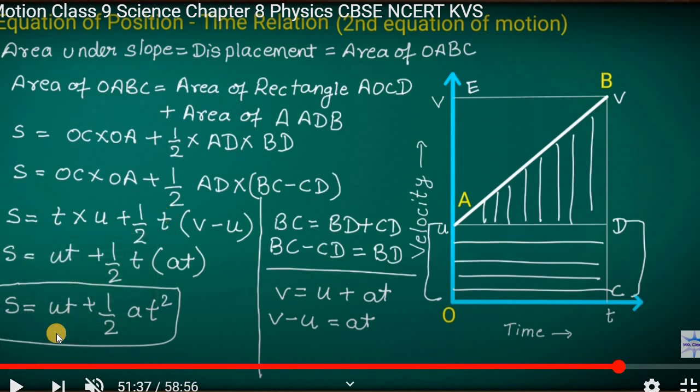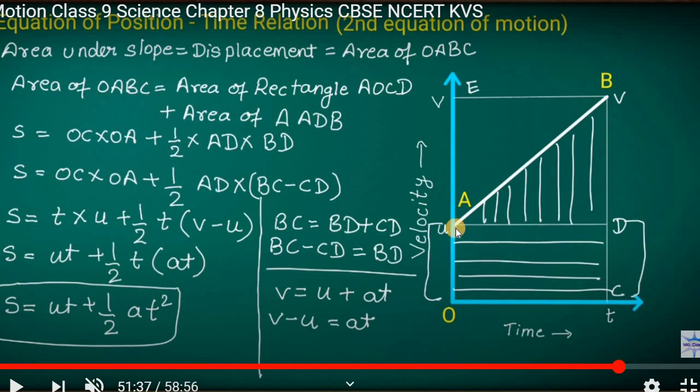Now let's see one more time. Here is the equation of position versus time relation, and it is the second equation of the motion. To find this, first of all we have to find the area under the slope. Here you can see this area which comes under the slope. Why do we have to find this area? Because this area means the displacement. If we find the displacement area, then we get the distance traveled by the object, or you can say the displacement which occurred by the object.